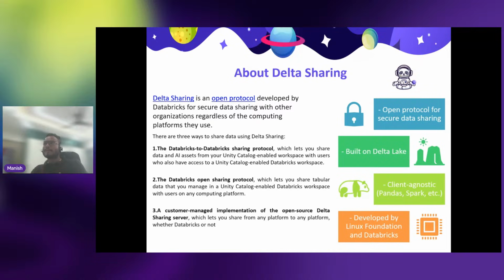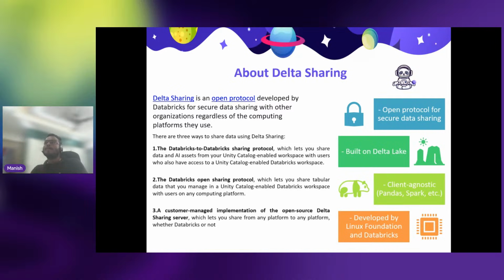The second option is the Databricks open sharing protocol. In this protocol, you can share data from Databricks to another application like Power BI or Pandas. That means your source will be Databricks, but your recipient will be another application like Power BI.